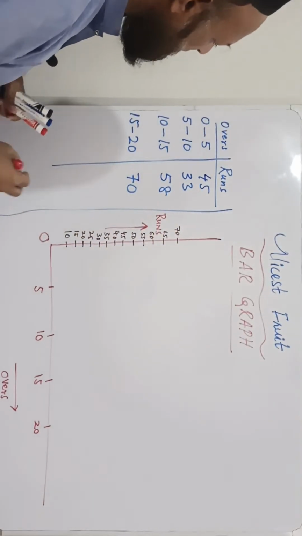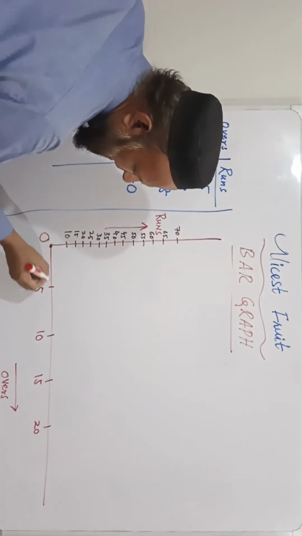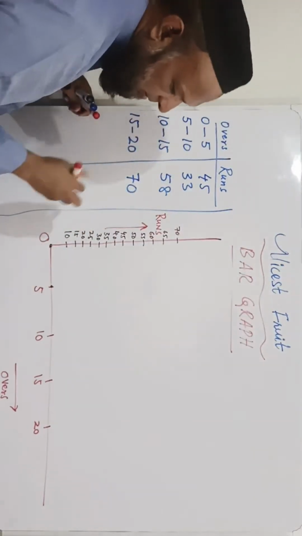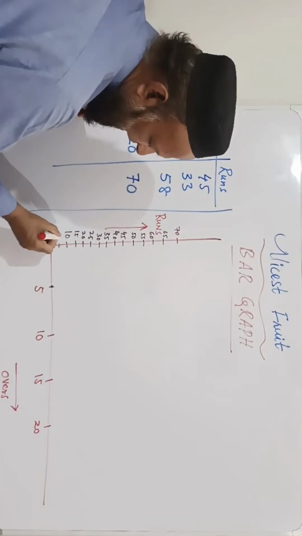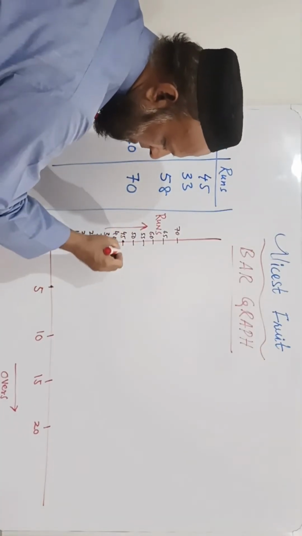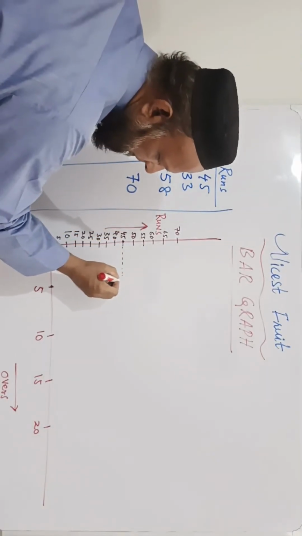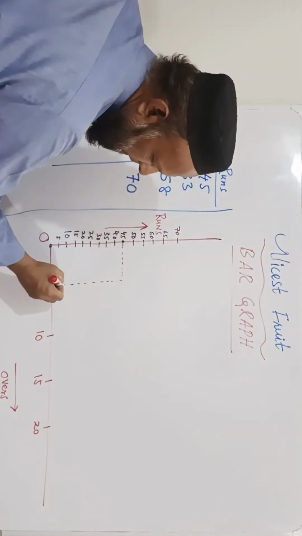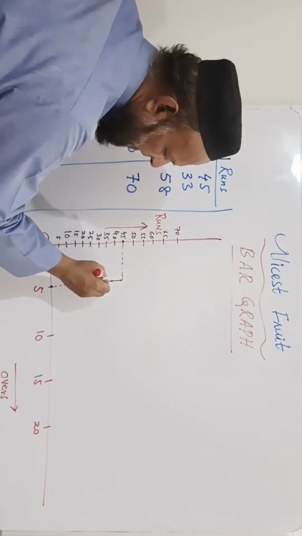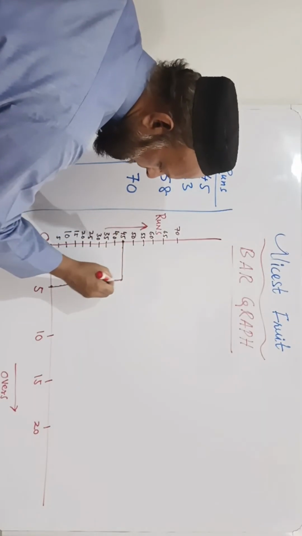So for the first reading, between 0 to 5, it started from this point and ended at this point. They have scored 45 runs. So where is 45? 45 is this one. Draw the lines and connect them: two perpendicular lines, one at 5 and one at 45. When we join these lines, we'll get this bar.